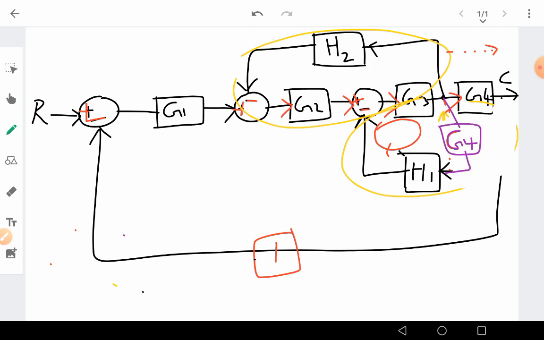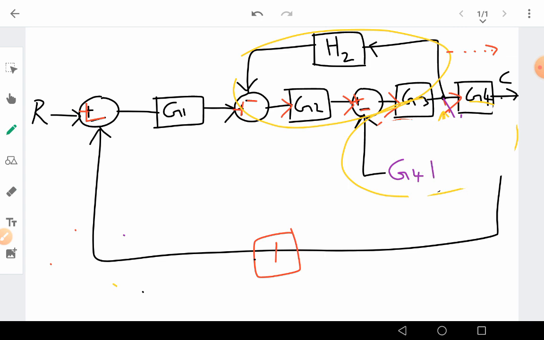Now what's the advantage? Now it is a closed loop, so we can use the simplification formula. Now these two got multiplied, G4 into H1, into a single thing. So I can again simplify it and combine this to a single G4 H1.